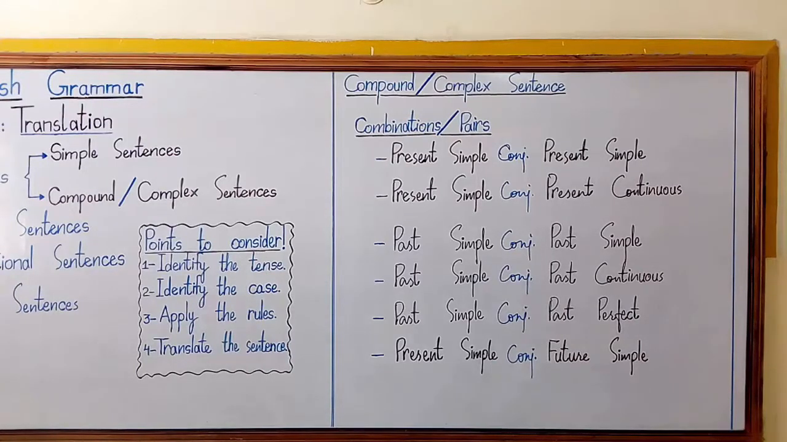You don't need to write these down, but you do need to remember them, that is how we can make pairs or combinations of compound or complex sentences. Okay. Now the third common category or combination is past simple, conjunction, past simple. I went to market but I did not purchase anything. Past simple plus past simple.